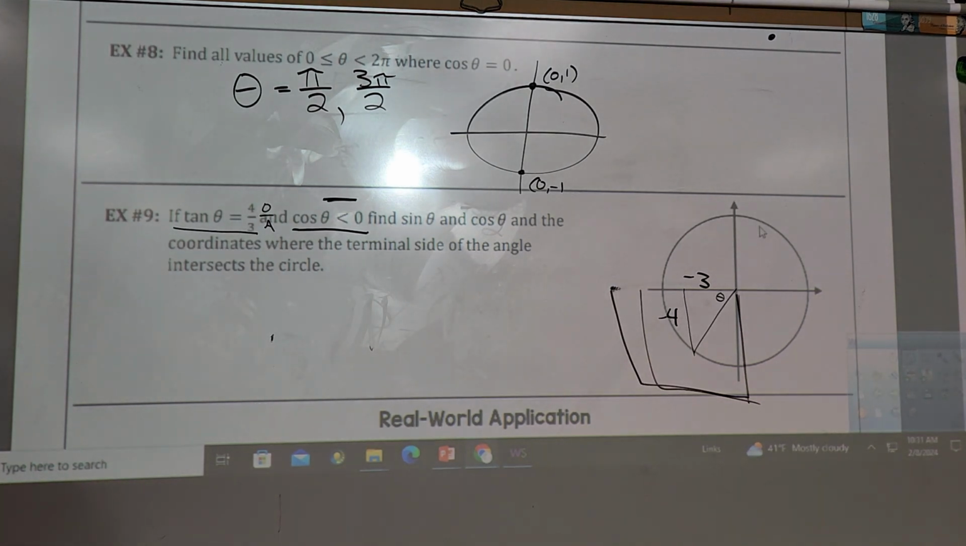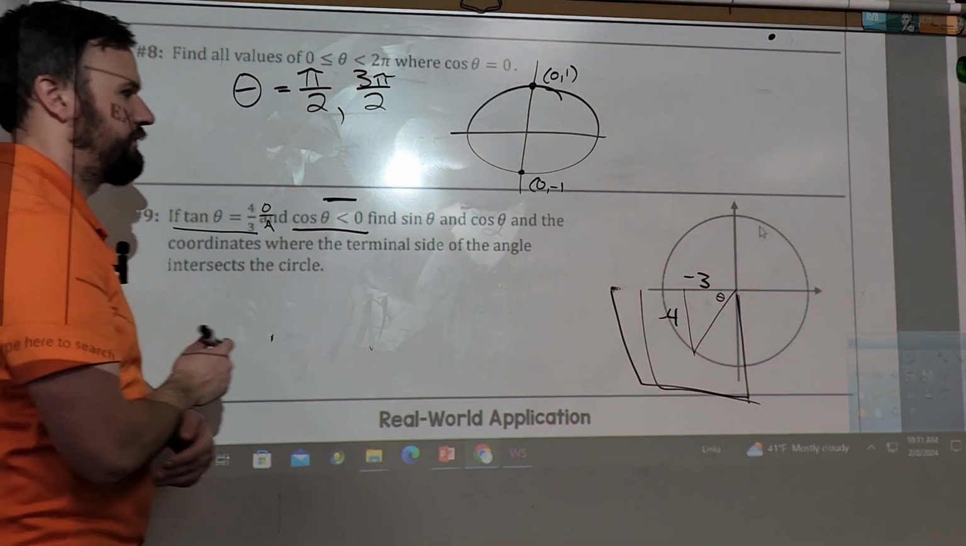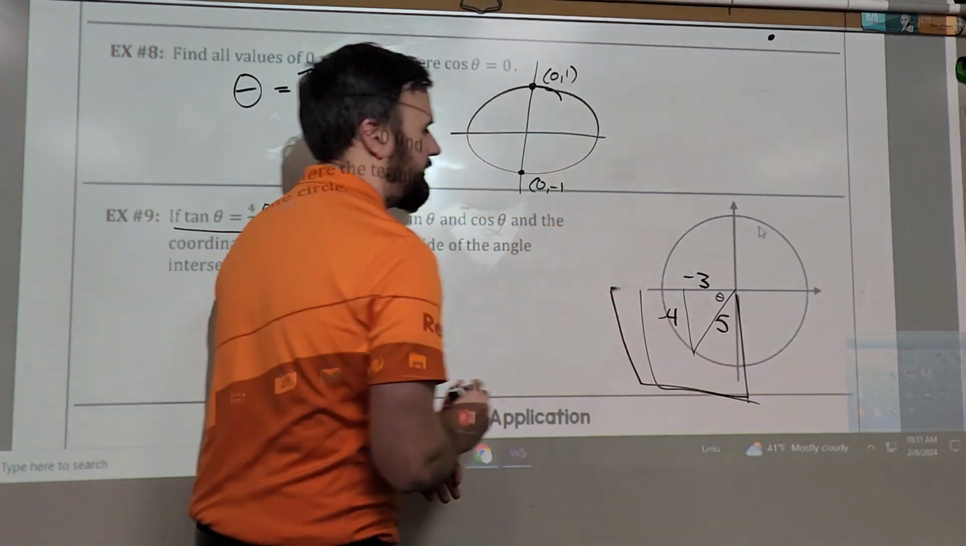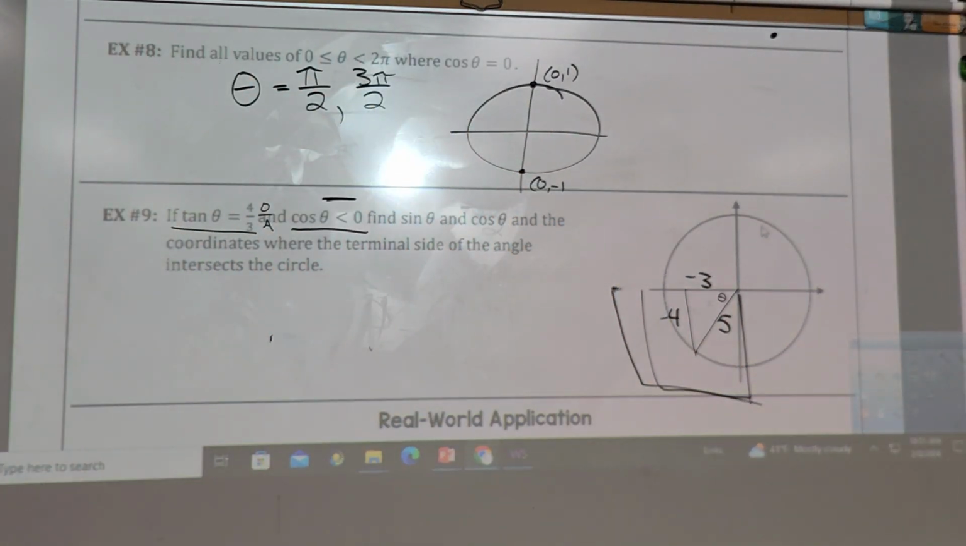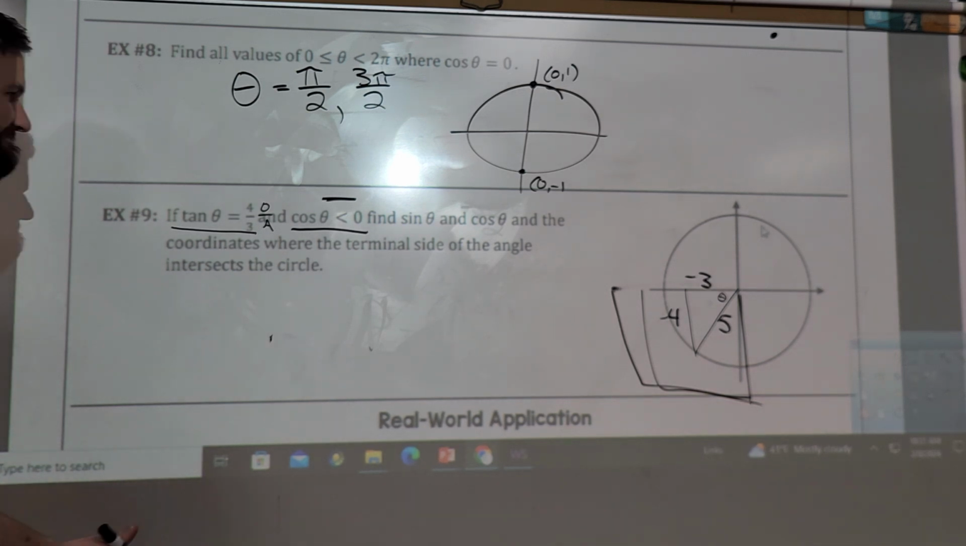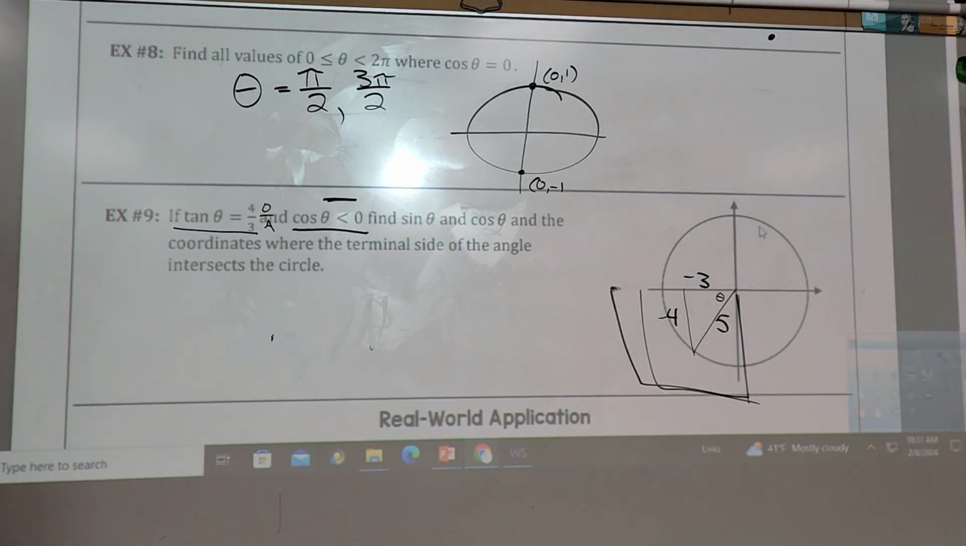What's my radius going to be on this beast? 5. It's a 3, 4, 5 triangle. Do you guys see it? It's Pythagorean theorem if you didn't see it. But you should know the 3, 4, 5 triangle. If one side is 3 and one side is 4, your hypotenuse is always 5. It's the shortest.